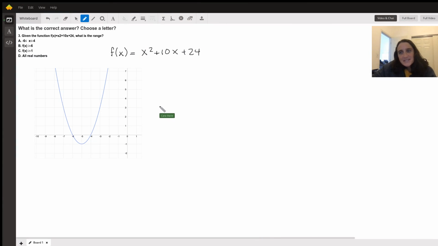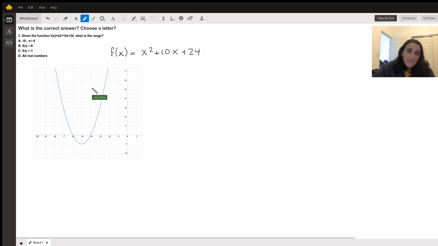The problem is really easy if you're able to use a grapher, which I have on the board. We'll go over how to use the graph to determine it, and then if you can't use a calculator, we'll go over how to determine the answer without a calculator.